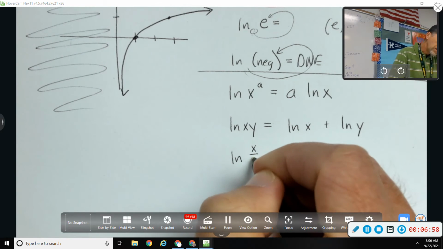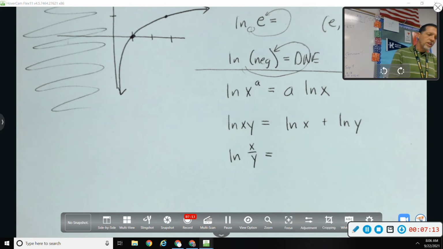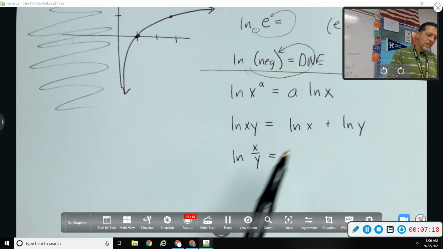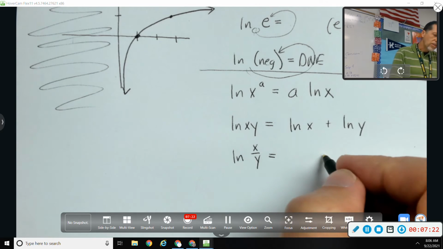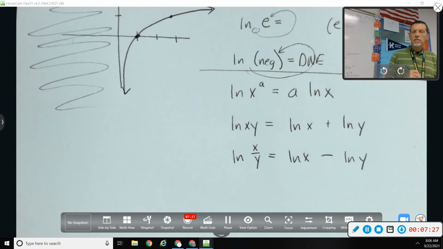You could probably guess the next property. Natural log of x over y. Remember how that can be split up? Logs and exponents kind of go together. Multiplication turns into addition. Division turns into subtraction. And again, use that, and now you've avoided the quotient rule.